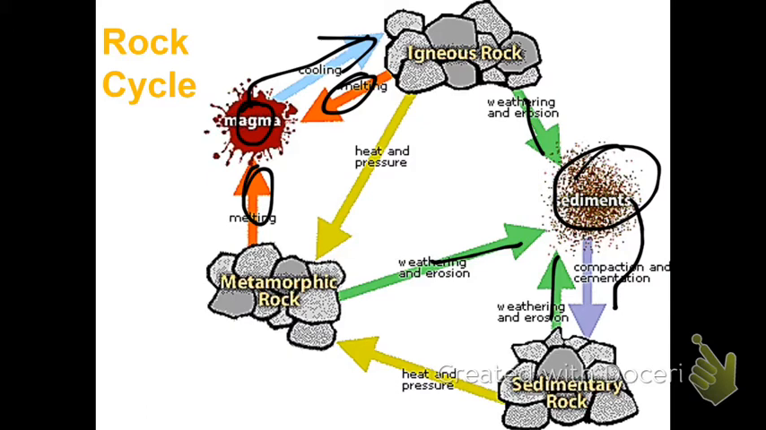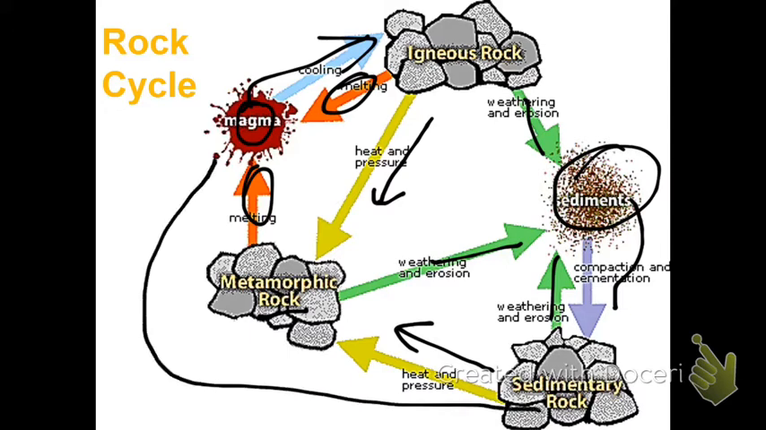And any rock can become a metamorphic rock if you apply enough heat and pressure. And heat and pressure like within the earth. There's one arrow that's missing. A sedimentary rock could melt, so there's an orange one missing. You could have a sedimentary rock melt and become an igneous rock.